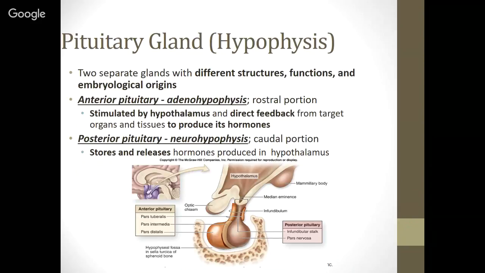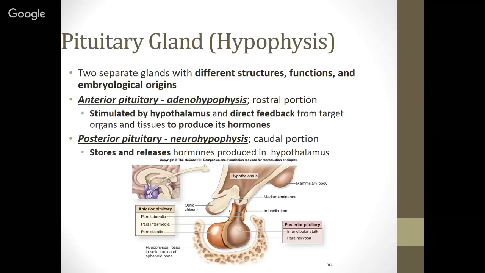Okay, the pituitary gland is also called the hypophysis. It's actually two separate glands, and they have different structures, different functions, and different embryological origins. So they came from different cells within the embryo, which is pretty phenomenal because they found their way to each other, and they have their own separate functions, but they're located as two sacs right near each other.